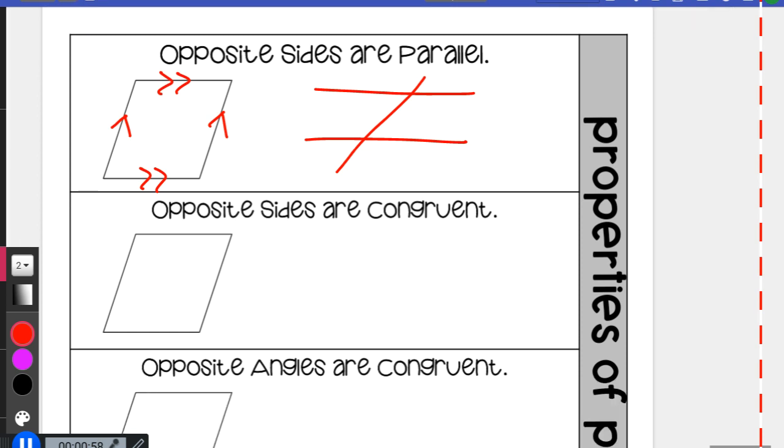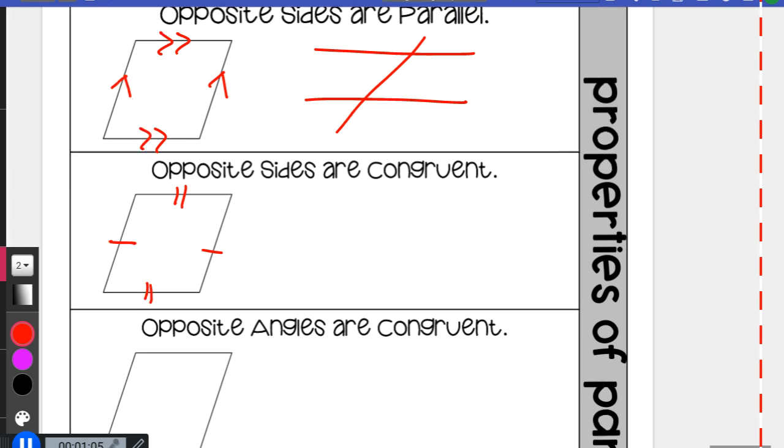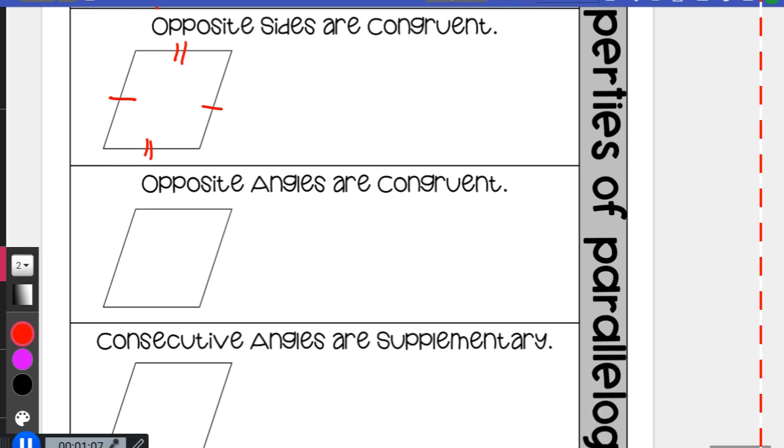Okay, we've got opposite sides congruent. So we can mark those. The top and the bottom are congruent, and the left and the right are congruent. Opposite angles are going to be congruent. We can mark those. Now, not all four angles are going to be congruent, but you're going to have two pairs of congruent.